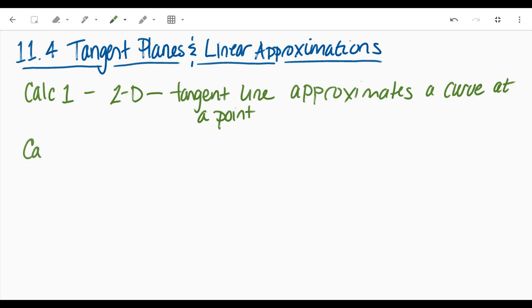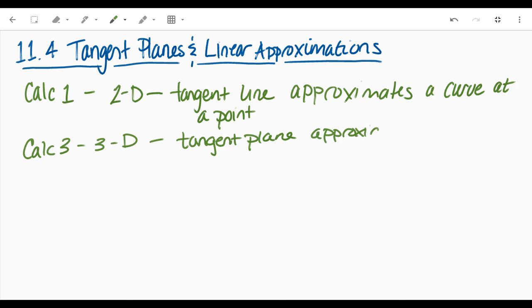In Calc 3, talking 3D, just as you might expect, a tangent plane approximates a surface at a point. That little plane shows how that surface behaves close to a point.